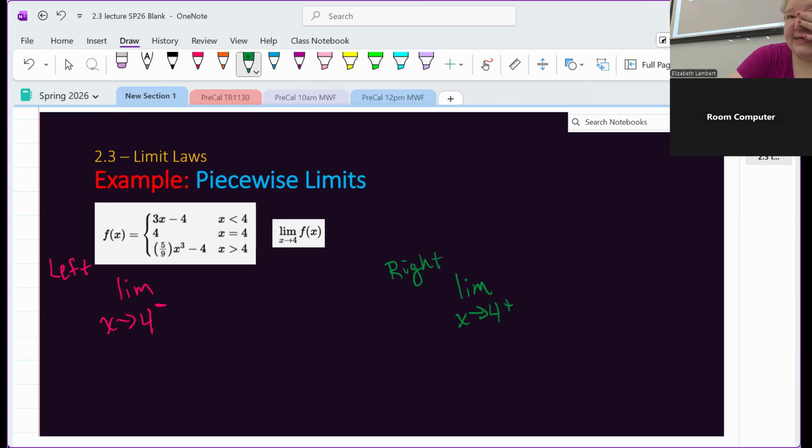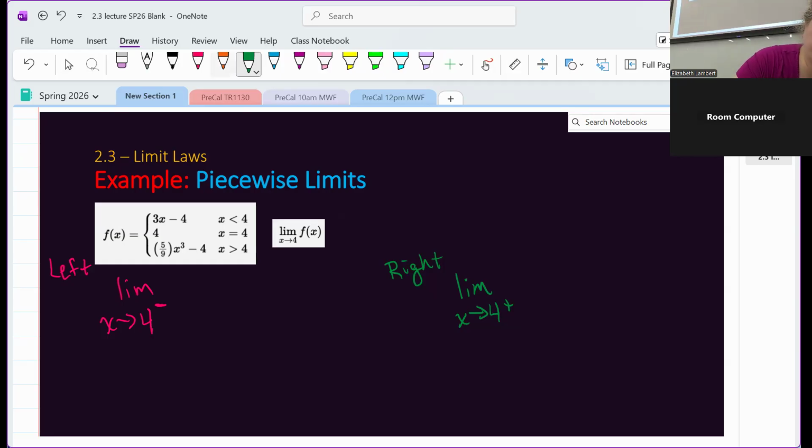So part of the writing assignment that I'm assigning to y'all today is understanding how to go between the word description and this notation. When you're writing the notation, I want you to say what the words mean. So the limit as x approaches 4, and then the little minus sign from the negative infinity, that's the left side.